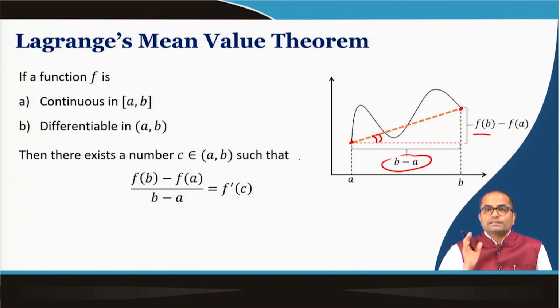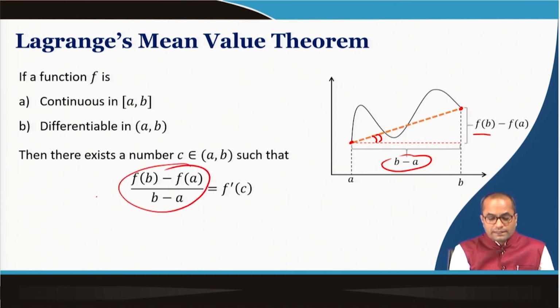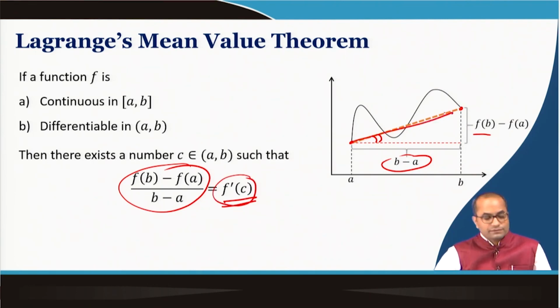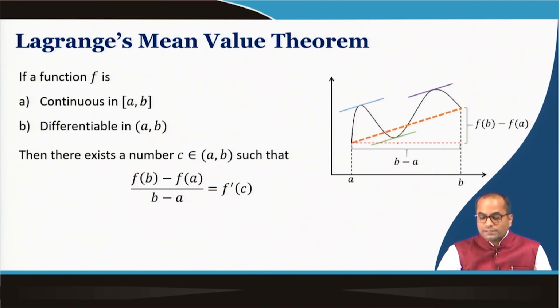So that is the slope of this line joining these 2 points, and this theorem says that there will be at least one point in the open interval where the slope will be equal to the slope of this line here. So as you can see in this particular example, indeed there is a point here where the slope of this line is equal. Here also the slope of this line will be equal to the slope of this line, and at this point also we will have the slope of this line equal to this one. So that is the Lagrange mean value theorem.